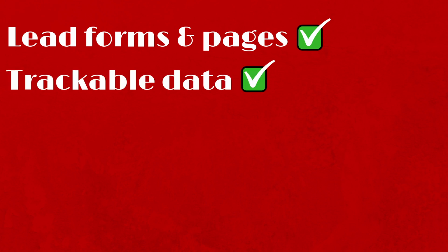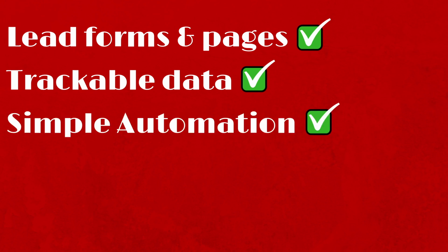Let's break down ConvertKit and see what it offers. It includes lead forms and pages so you can collect email addresses through an opt-in. It also provides trackable data like opt-in conversions, email open rates, and click-through rates. Simple and powerful automations are also included. So if somebody does this, then they get that.